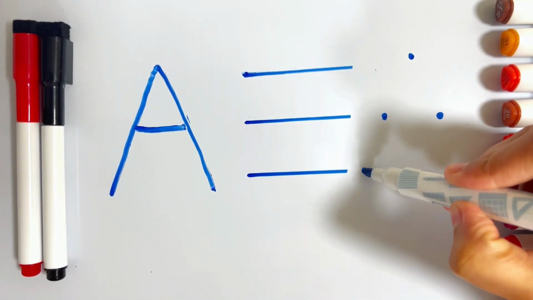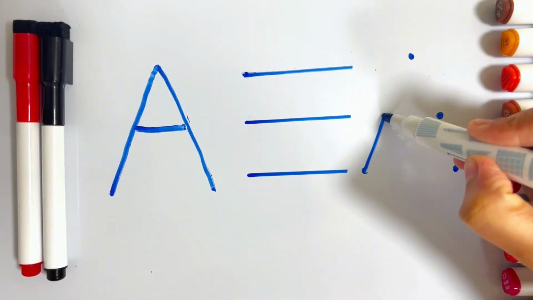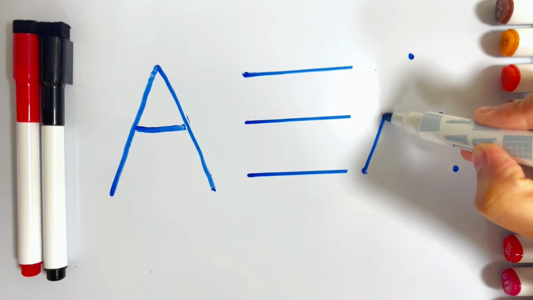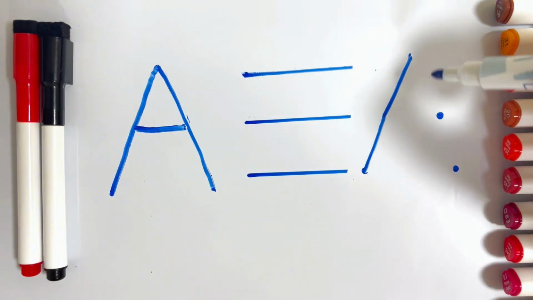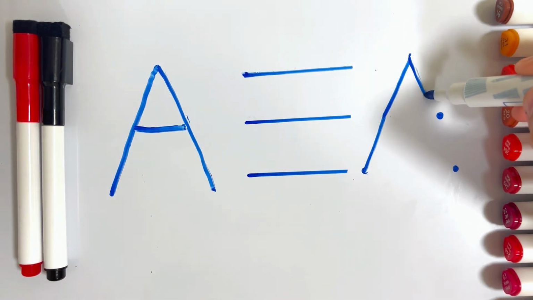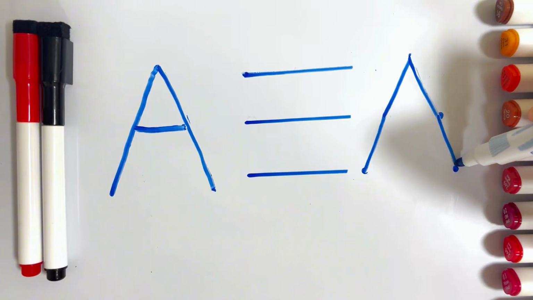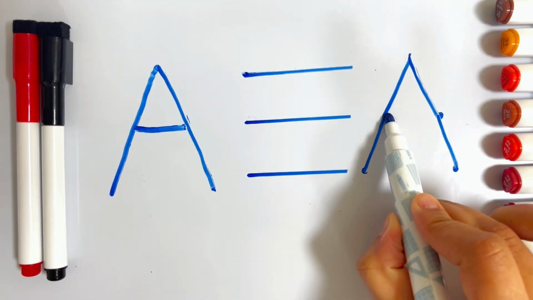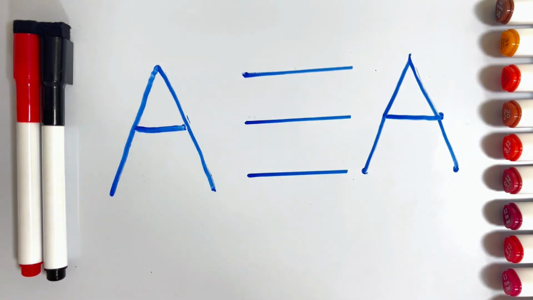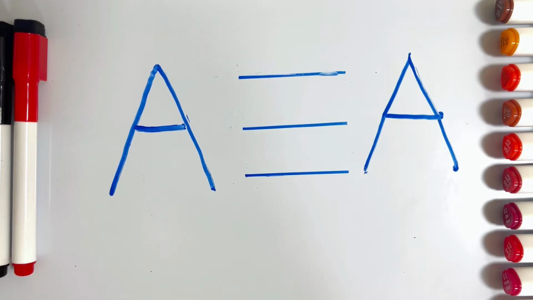Join dots to right. A. A line going up. A line going down. Now a line in the middle. A.